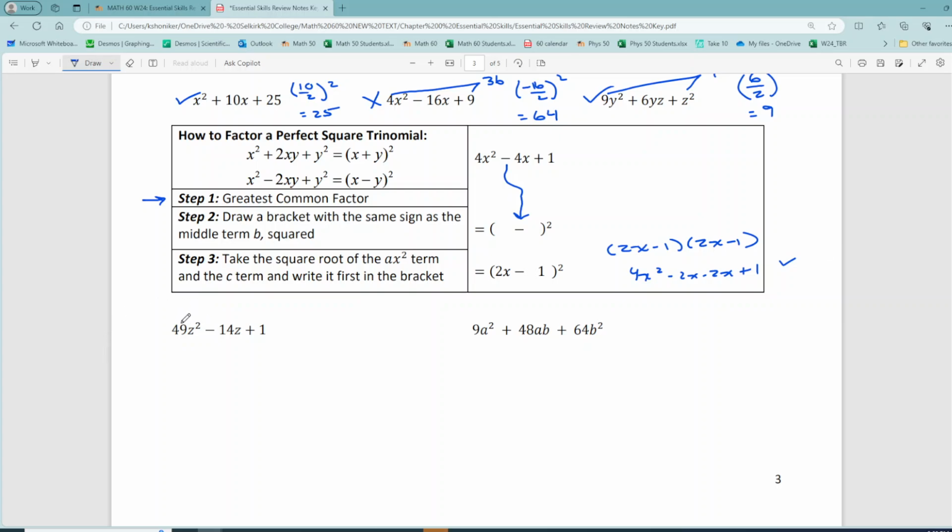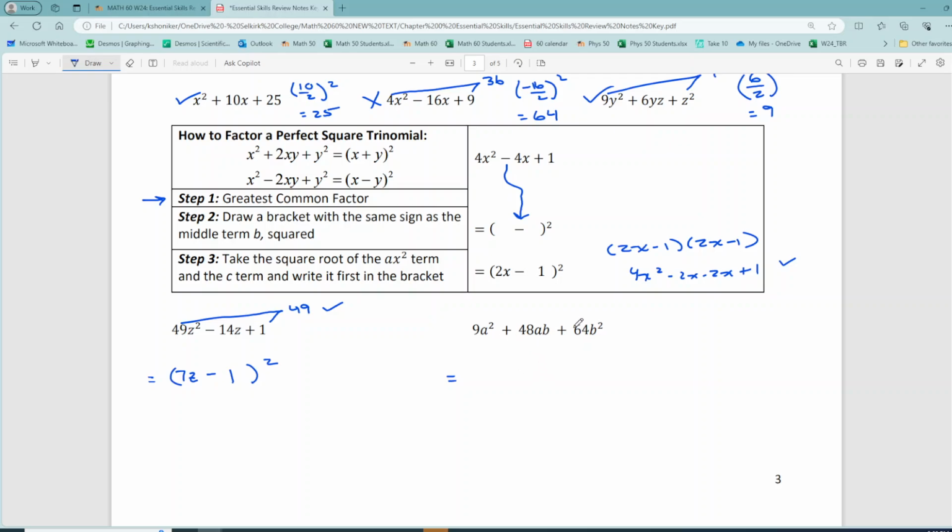So let's first of all check, are these perfect square trinomials? So AC is 49, half of 14 is 7, squared is 49. Awesome. Then I can do it. So I literally just draw one bracket with a squared. I take the sign of the middle term and then I square root. Square root of 49 is 7. Square root of z squared is z. Square root of 1 is 1. Done. Try the next one.